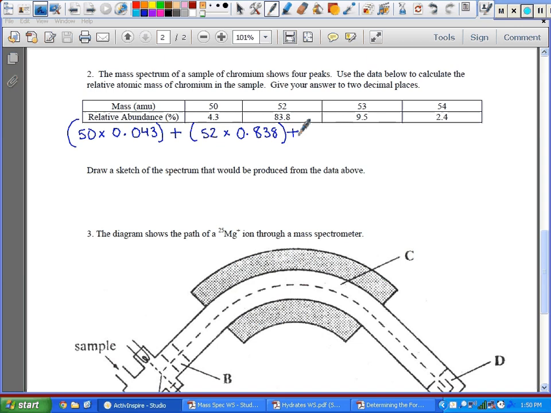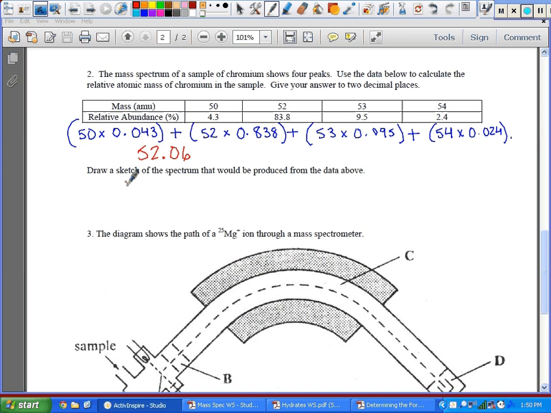So to finish this out, it's going to be 53 times 0.095 plus 54 times 0.024. Has anybody actually done the math on this? Okay, what is it? 52.057. So 52.06. That about right? Okay. Everybody agree? So that's what you come up with.